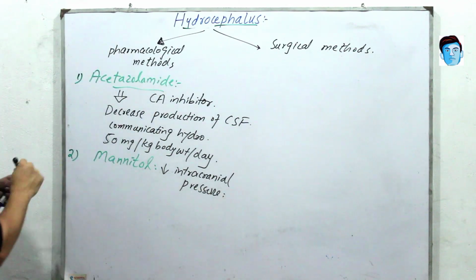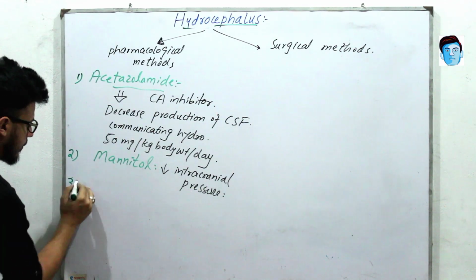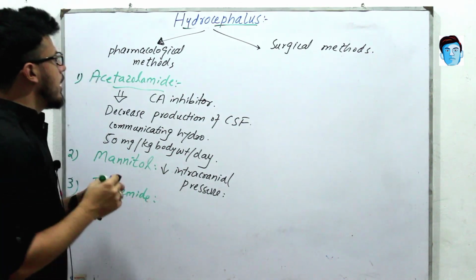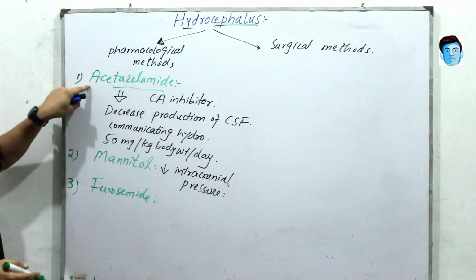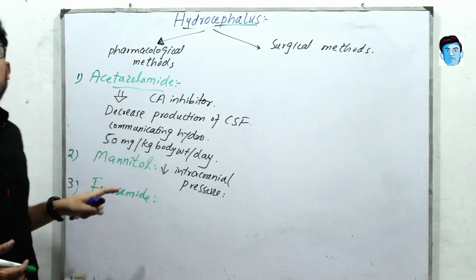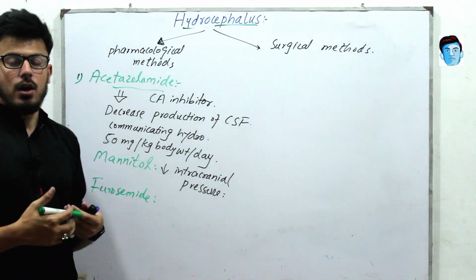The third option is called furosemide. So there are three options in the case of pharmacological methods: acetazolamide, mannitol, or furosemide. Acetazolamide decreases the production of CSF. Mannitol decreases the increased level of intracranial pressure.